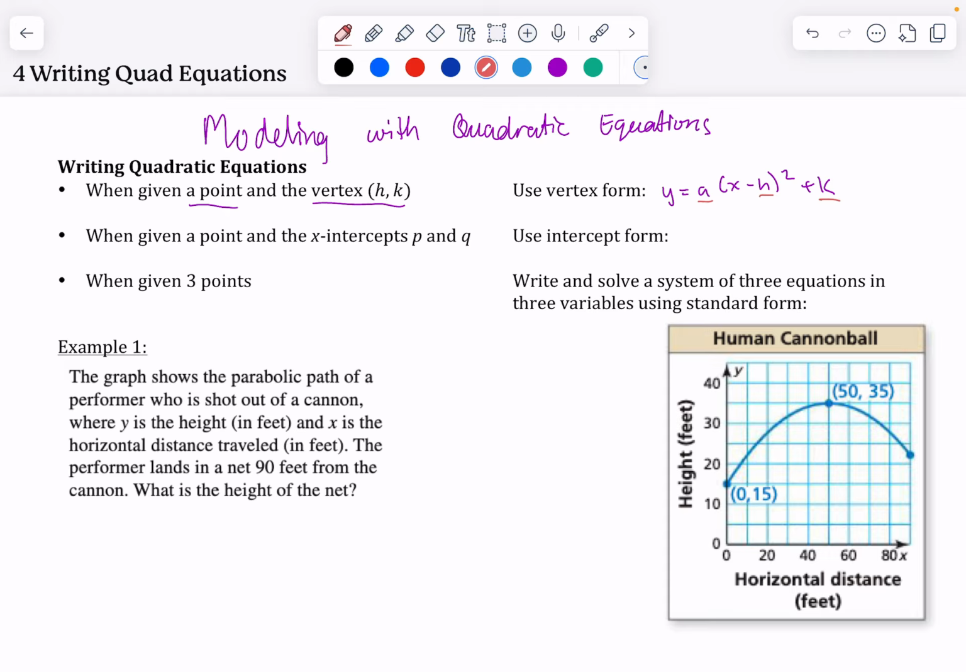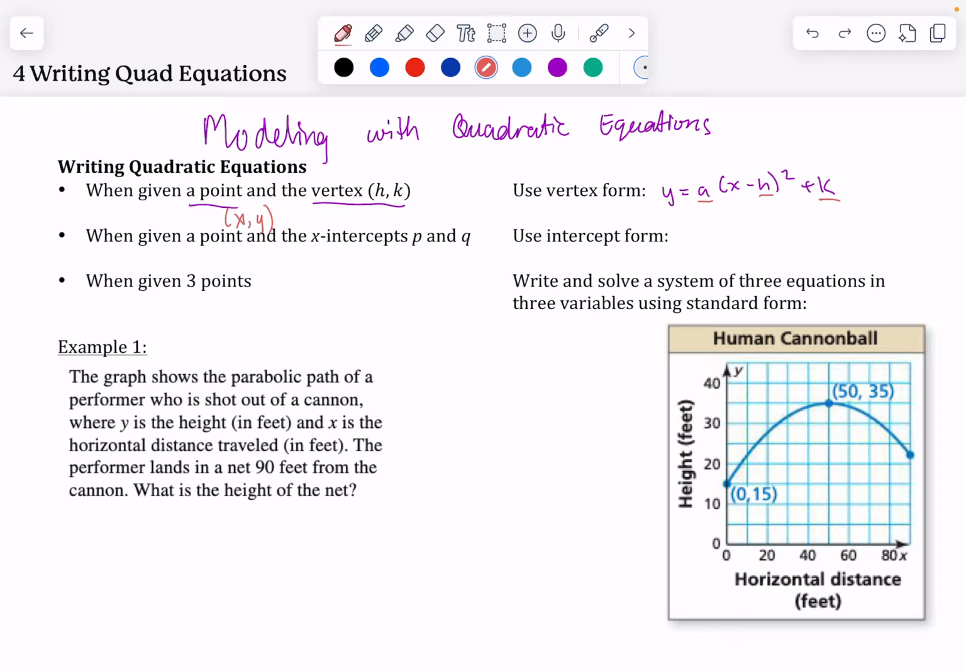So essentially what I'm going to do is replace the h and k with the values that I have, and then I'm going to use the point. This is just a random point on the parabola, x comma y. I'm going to replace x and y with this point with those values, and then use that to find a and write the rule.